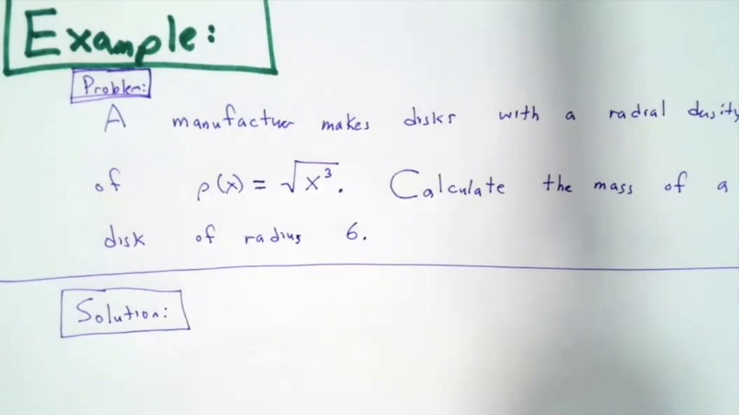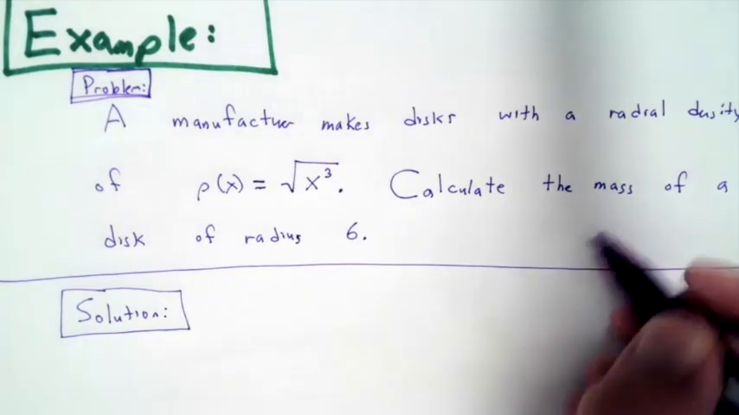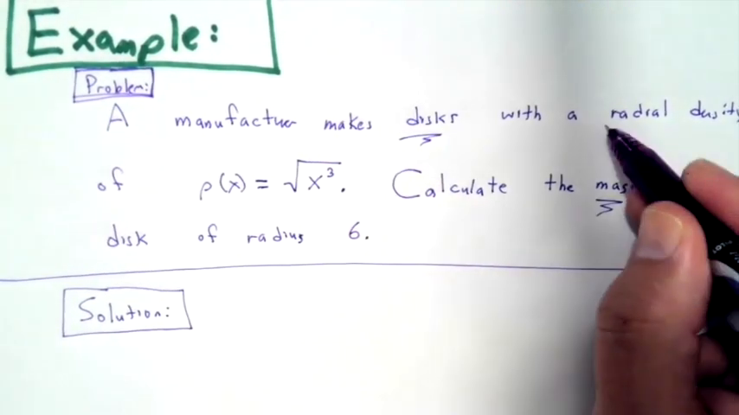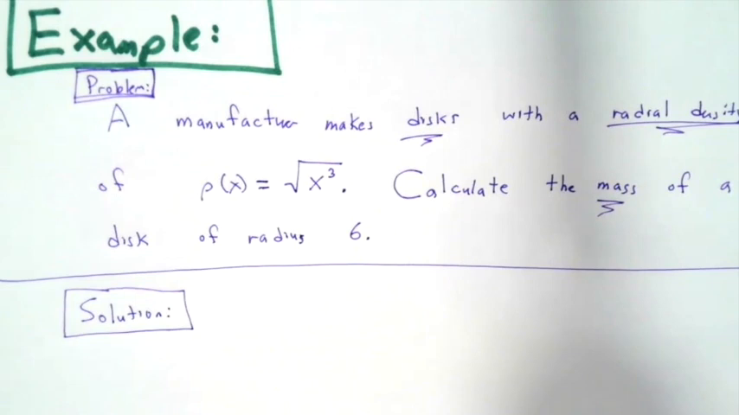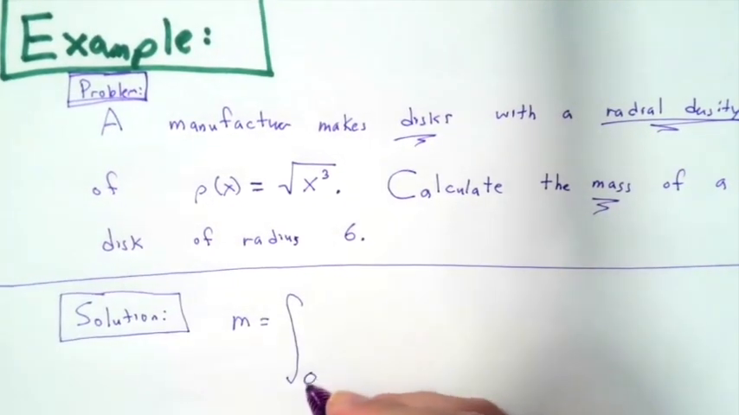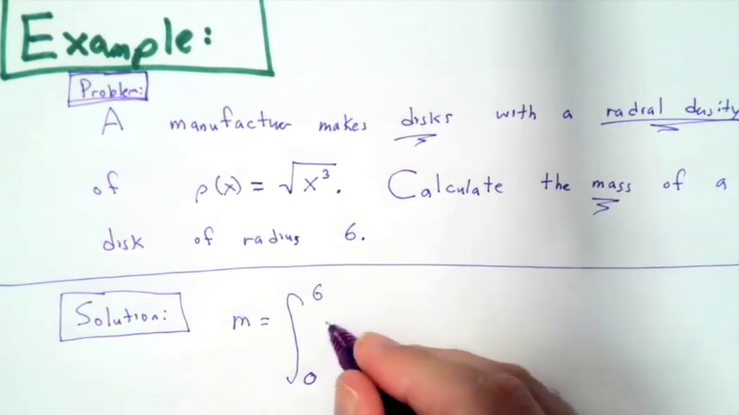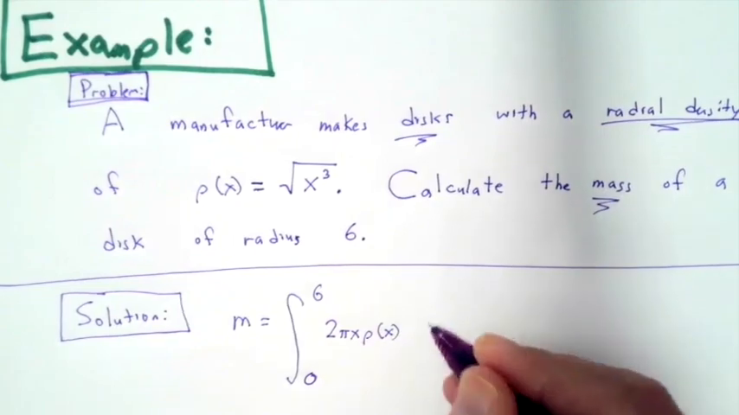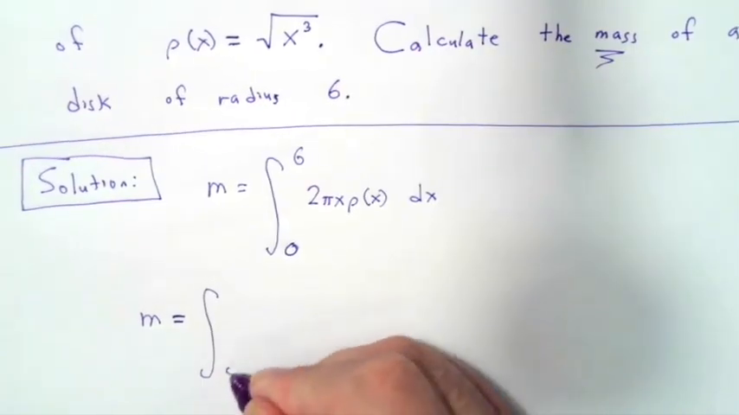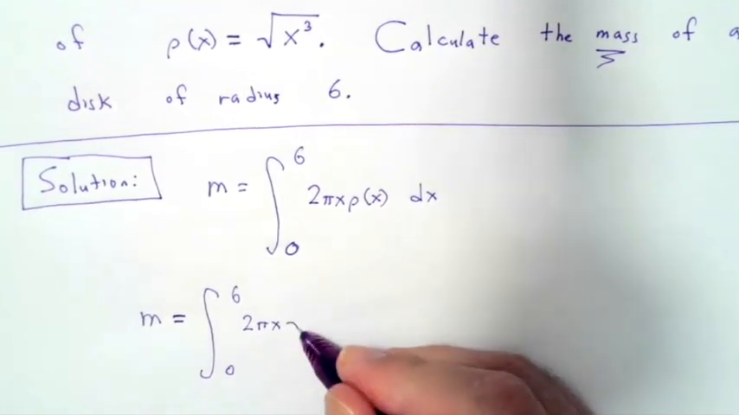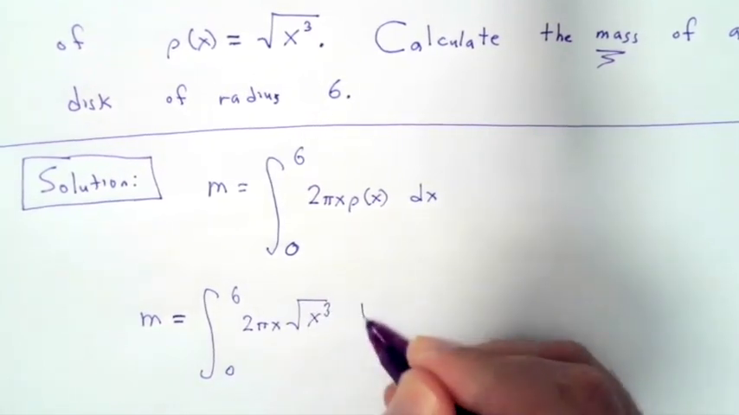Suppose a manufacturer makes disks with a radial density of rho of x equals the square root of x cubed. We want to calculate the mass of a disk of radius 6. So to start, we'll use our formula, m is equal to the definite integral from 0 to 6 in this case, 2 pi x times rho of x dx. Now we can just replace rho of x with the formula. So it's going to be 2 pi x times the square root of x cubed dx.